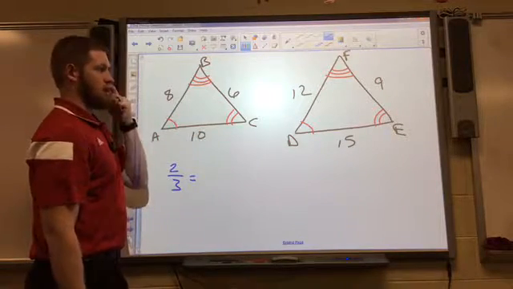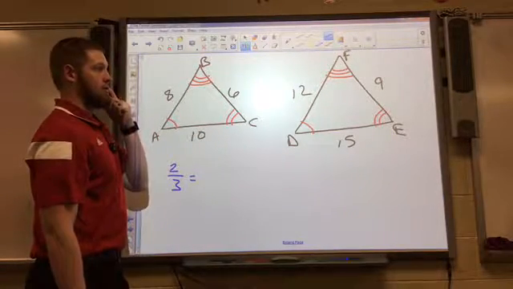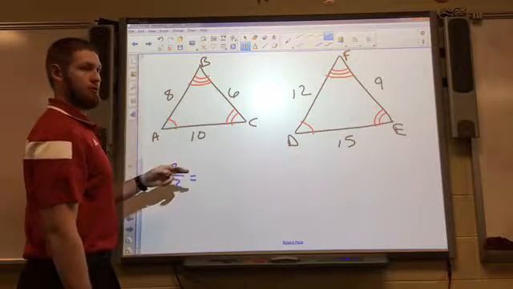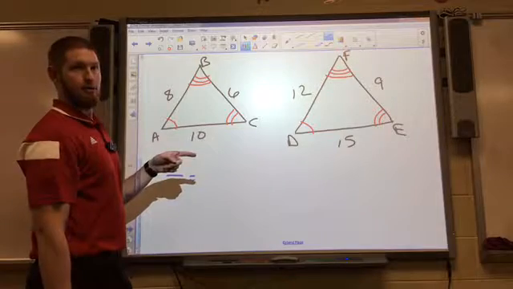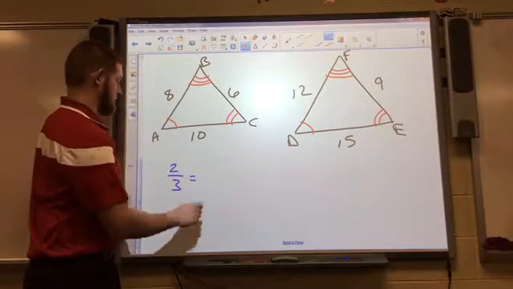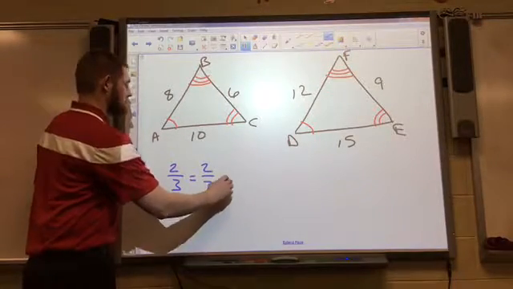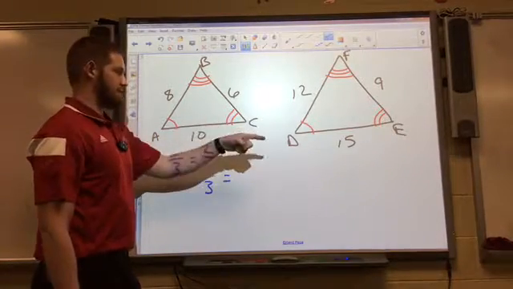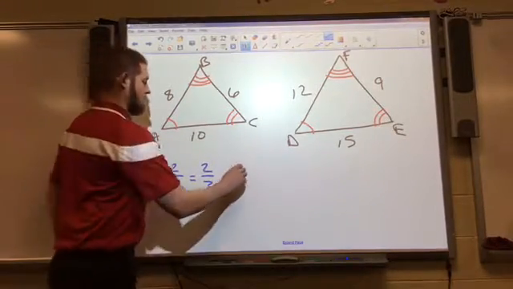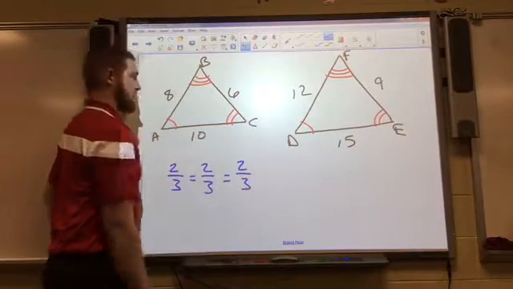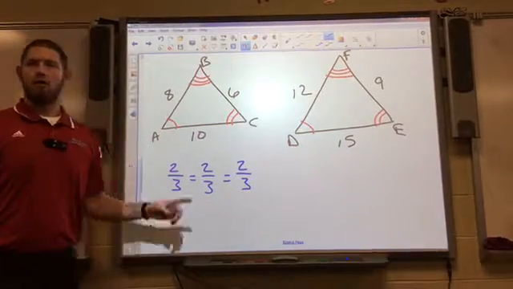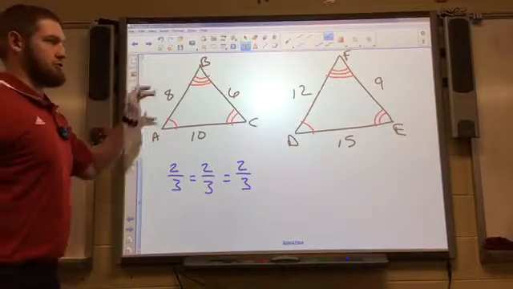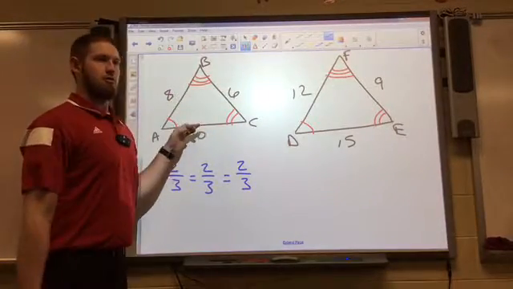BC corresponds with what? FE, so I have 6 over 9, which reduces to 2 over 3. And then 10 corresponds with 15, which reduces to 2 over 3. So, are all my sides proportional? So, are these two shapes similar to each other?